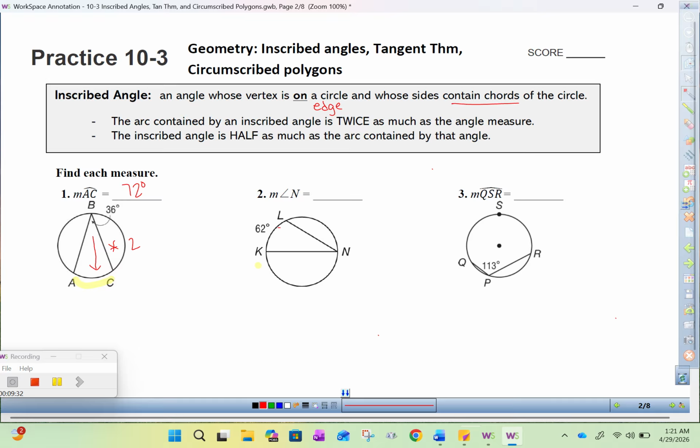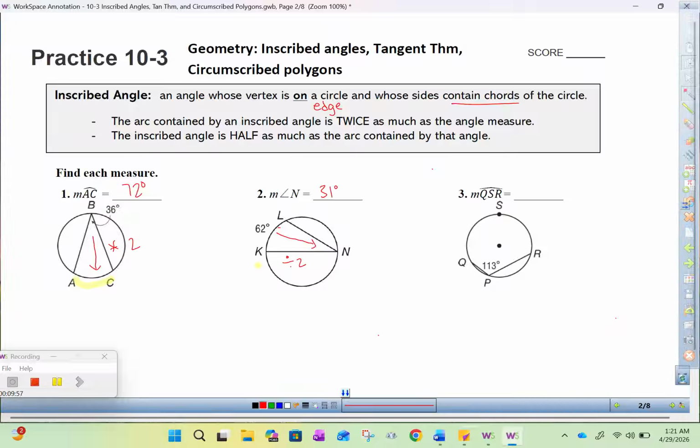You don't necessarily need to do that on your homework, but when you're looking back, you want to have some good notes for yourself. This one, we're finding the angle N, and we're starting outside. We're moving inside the circle. So this one, we're going to divide by 2 instead. So 62 divided by 2 is 31 degrees. Okay?